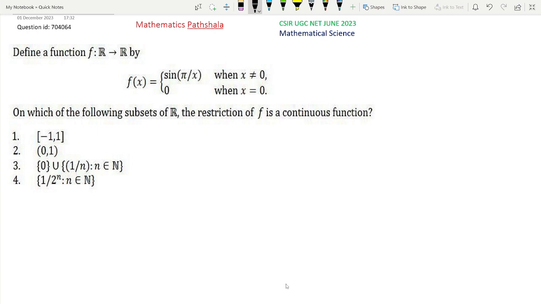Option 1 is the closed interval [-1, 1]. Option 2 is the open interval (0, 1). Option 3 is the singleton {0} union {1/n : n belongs to N}. And option 4 is {1/2^n : n belongs to N}.